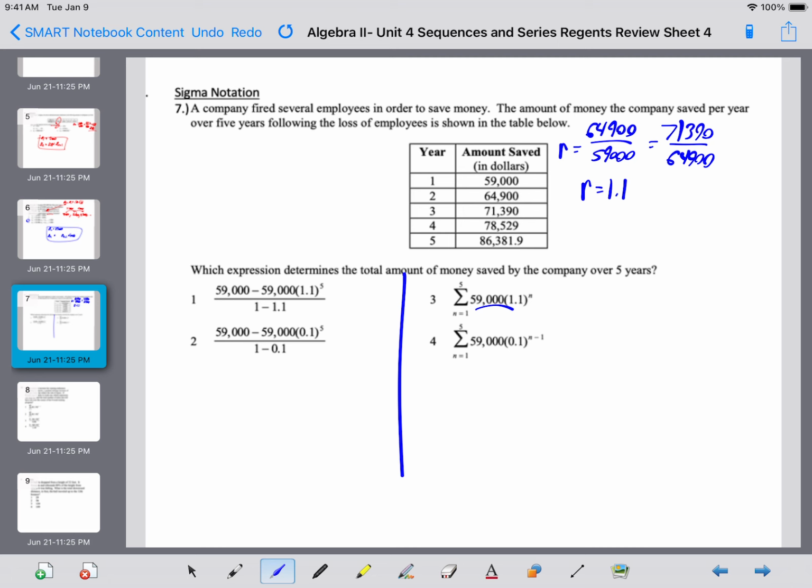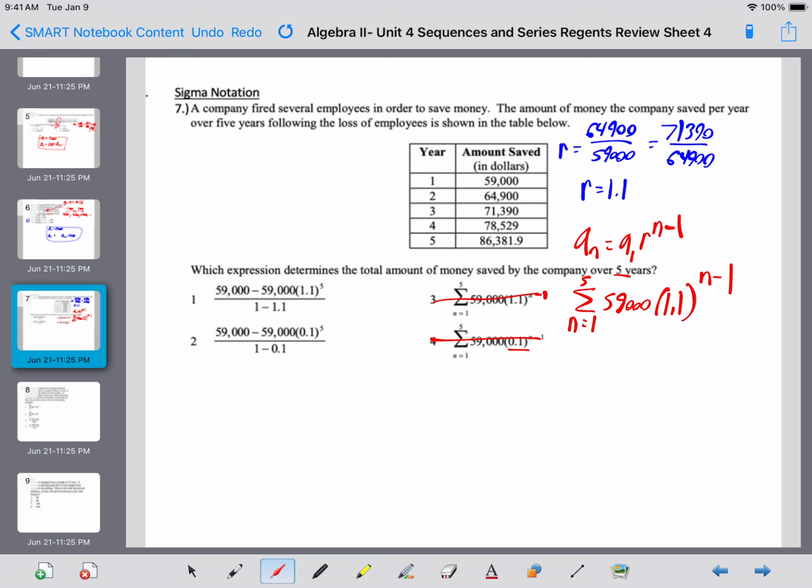So typically you want to try to use the geometric sequence formula to create that rule. So that's a sub n equals a sub 1 times r to the n minus 1. First term is 59,000. Common ratio 1.1 to the n minus 1. Sigma, since it's the sequence formula, you start at 1, and it's for 5 years, so you go to 5. Let's see if any of those match that. This is 0.1, so we could cross that out. This is not to the n minus 1, so you could cross that out. So, they didn't give us the correct sigma notation.